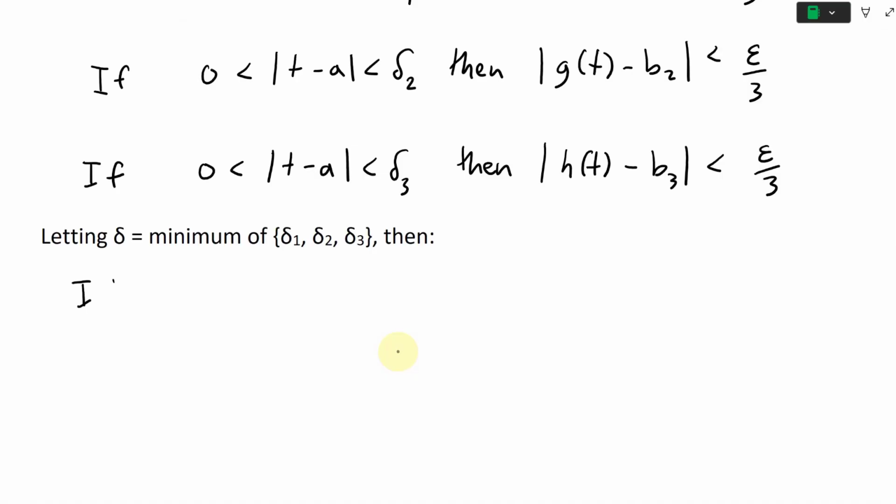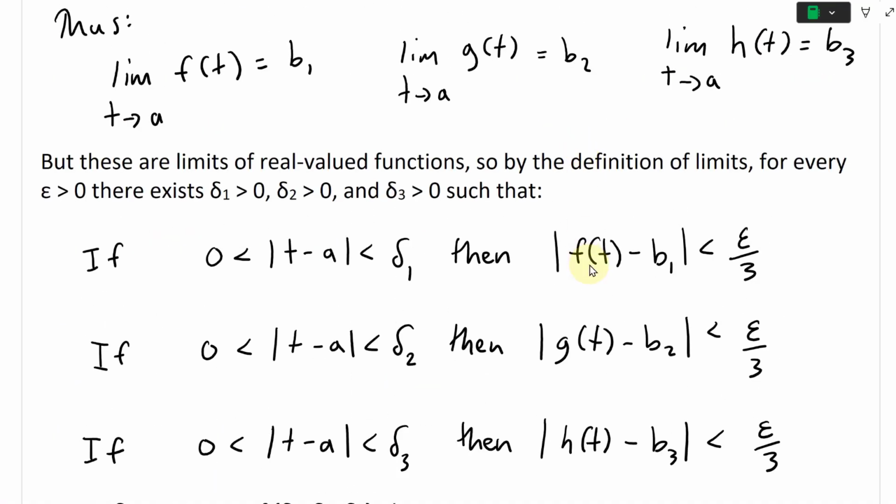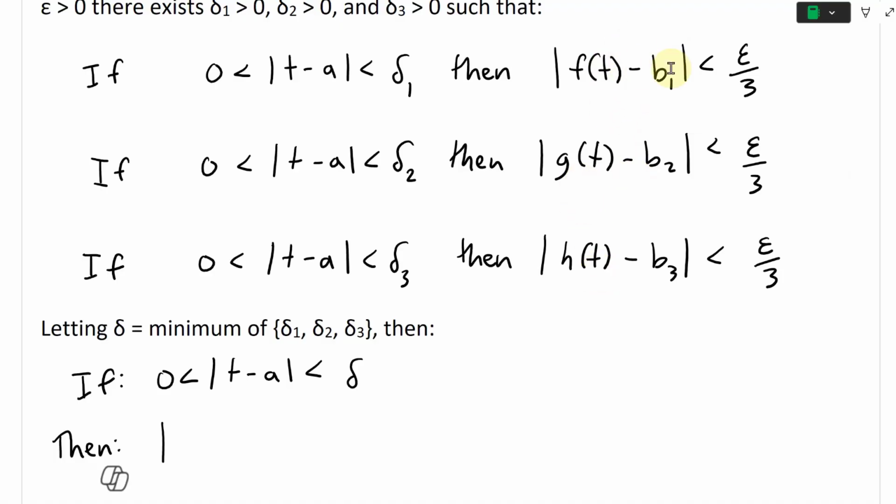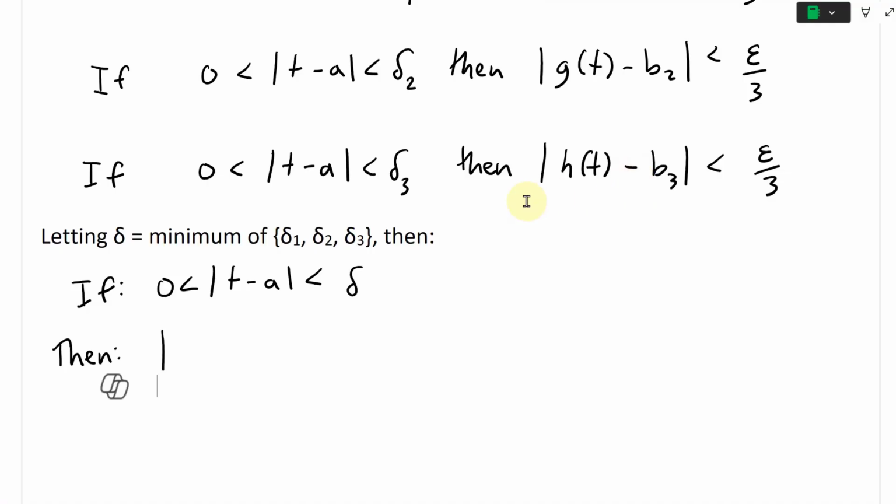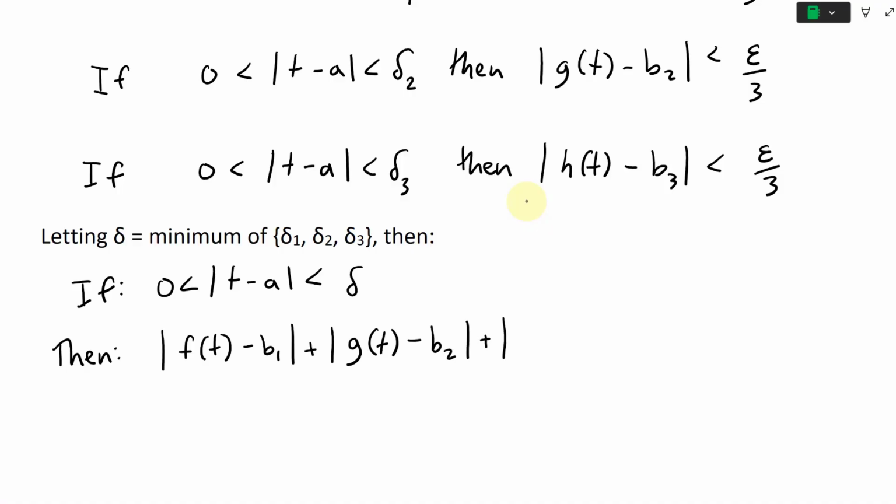Then if we have 0 less than the absolute value of t minus a less than delta, now if we sum all these up, the absolute value of f of t minus b1, plus g of t minus b2, plus h of t minus b3, this is going to be less than epsilon over 3 plus epsilon over 3 plus epsilon over 3. So just sum all those up, and this equals epsilon.